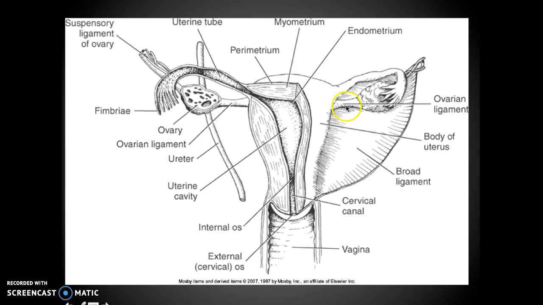So here we have the ovarian ligament, which holds the ovaries up. We have the body of the uterus, the broad ligament, and you have your cervical canal is here with the vaginal canal, and you have your external os, which is the opening out into the vaginal canal from the cervix. You have your internal os, which is the opening of the cervix into the endometrial cavity. So you have your ureter, you can see it coming down. And we have the ovarian ligament on this side with the ovary and the fimbriae with the suspensory ligament holding the ovary up.